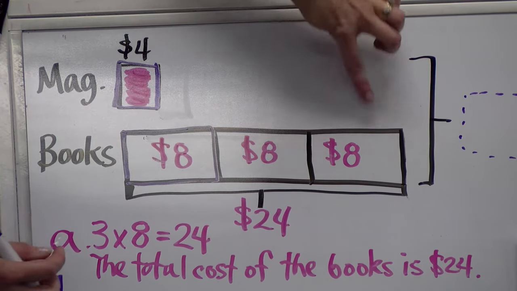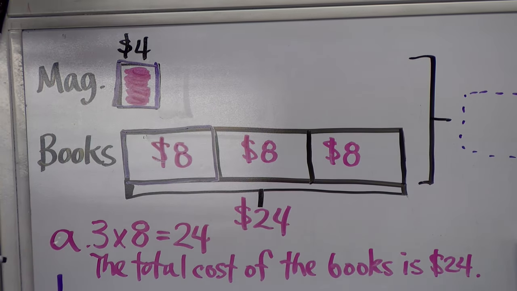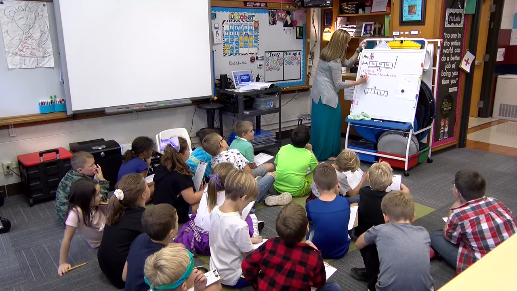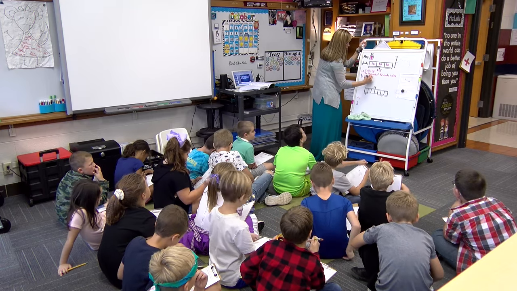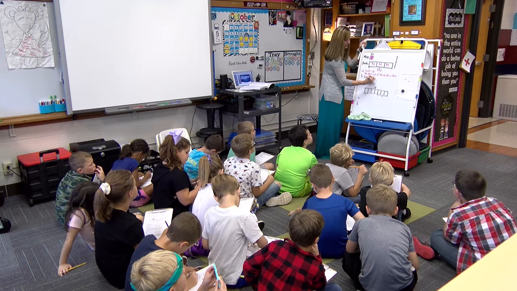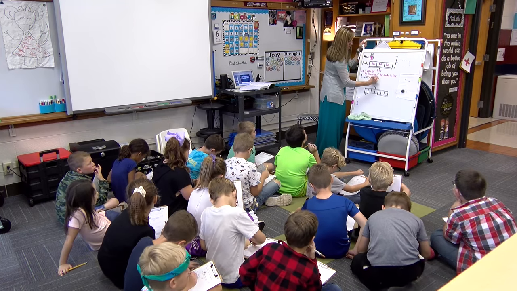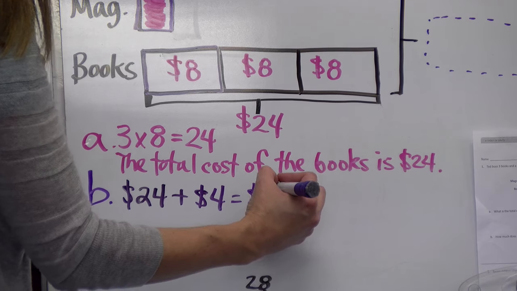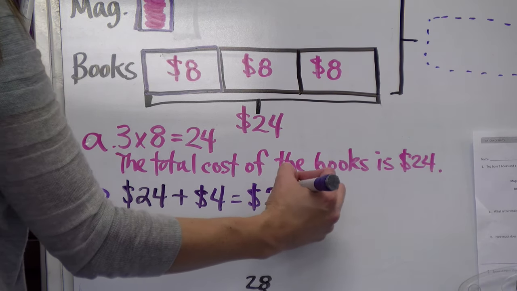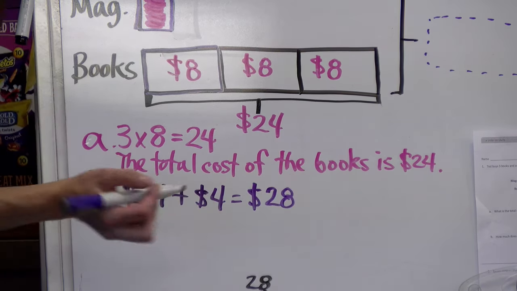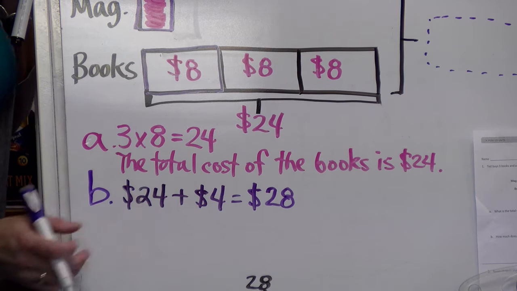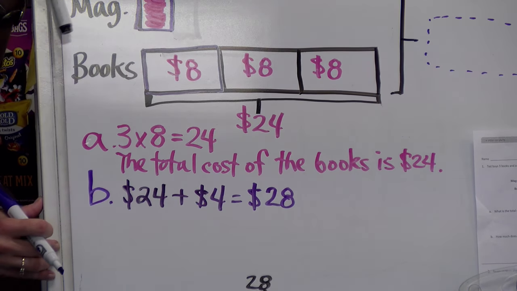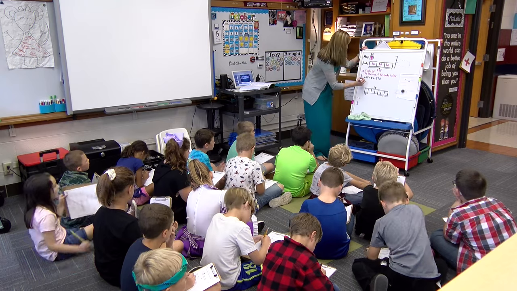So I can't count four groups of eight. I'm going to have to add, right? So $24 plus the cost of our magazine. What's 24 plus 4? $28. I hope that more than one of our third graders knows 24 plus 4 equals $28. Write that number sentence down.